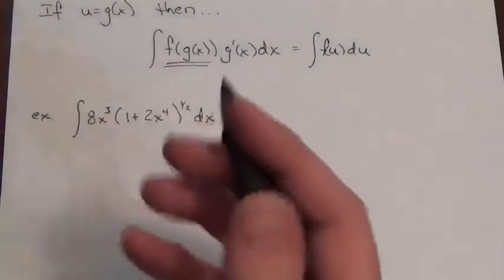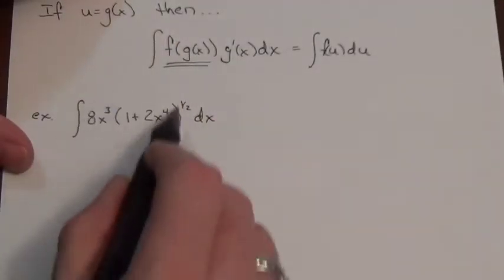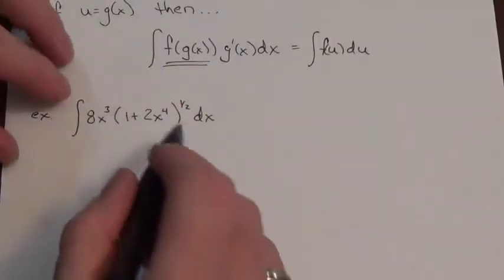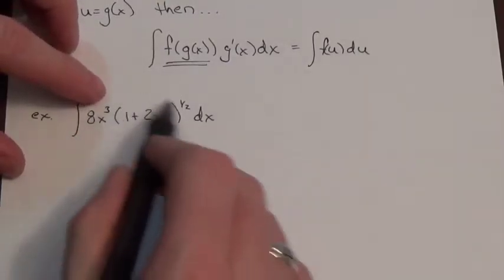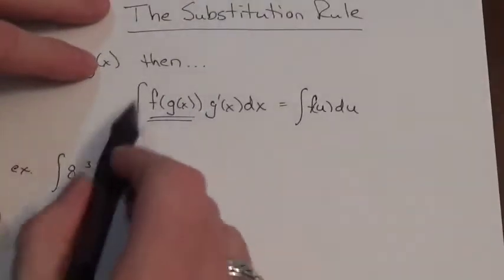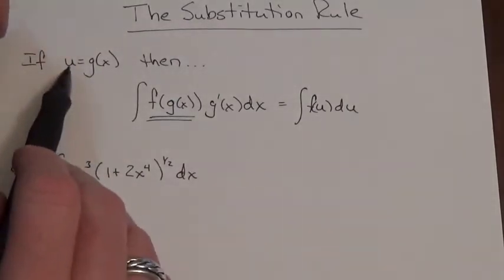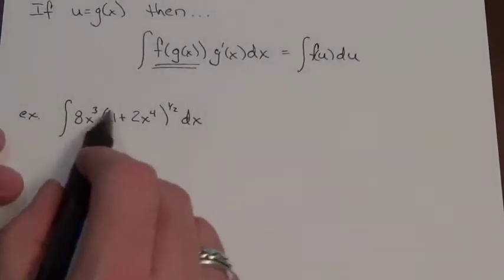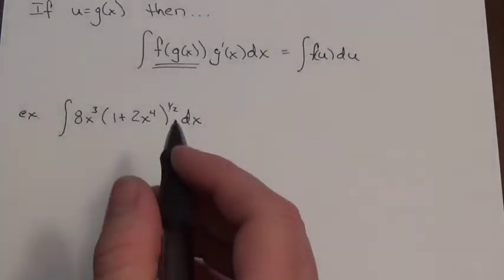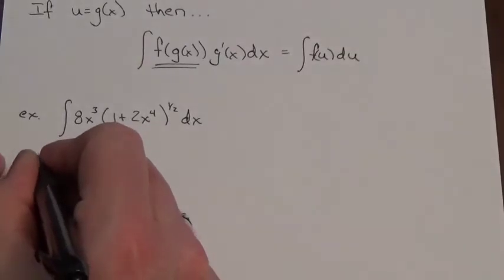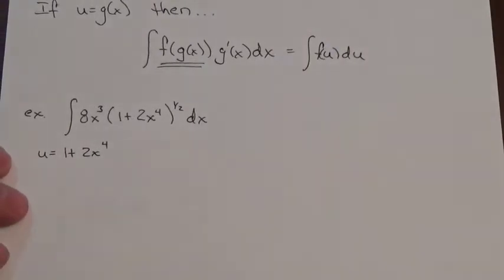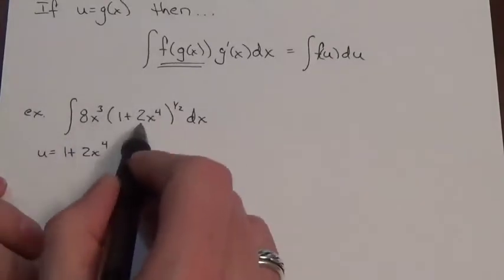Now, when I see this, I can see the composed function. Don't worry about this 8x cubed over here, that's fine. But notice that we've got this f of g of x, that composed function bit. And what we're going to do normally is let u equal the interior function. So I'm going to replace what's inside here with u. I'm going to let u equal 1 plus 2x to the fourth, and that's going to allow me to replace this little bit in here.